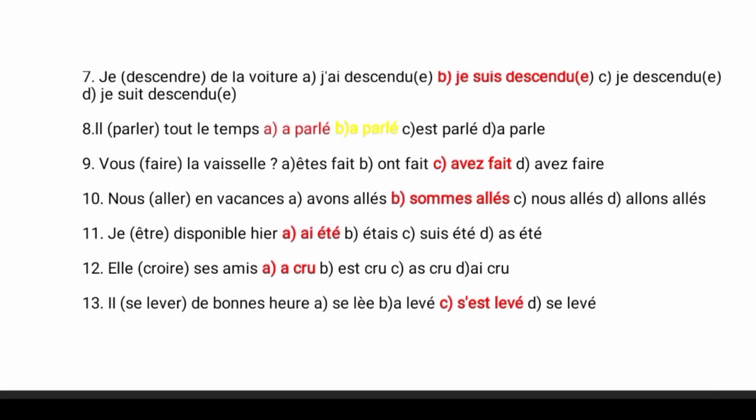Then you have il se levait de bonnes heures. Now this is a reflexive verb. We had se laver. Now this is se lever, to wake up. And they woke up in good time, on time. So I know that number 1, I have my reflexive pronoun there. When my reflexive pronoun is with se, then what verb am I using? It is the verb être because it's a reflexive verb. So être with the participe passé. We have il s'est levé de bonnes heures.